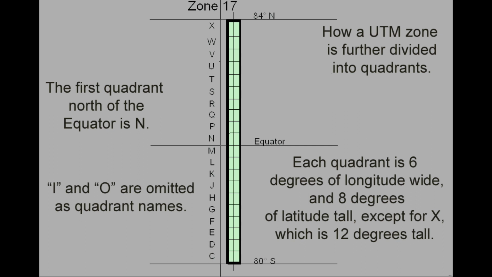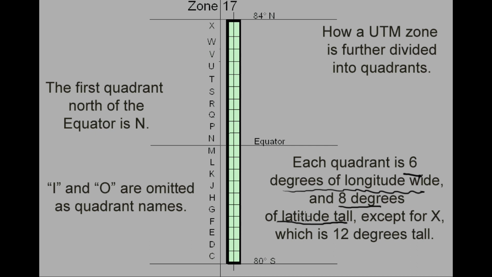Here we are at zone 17, and zone 17, as you will recall, is divided by the equator, and it is also divided lengthwise by the zone meridian, which divides the zone into 2 equal halves. In addition, the zone is divided into 20 quadrants. Each quadrant is 6 degrees of longitude wide and 8 degrees of latitude tall.